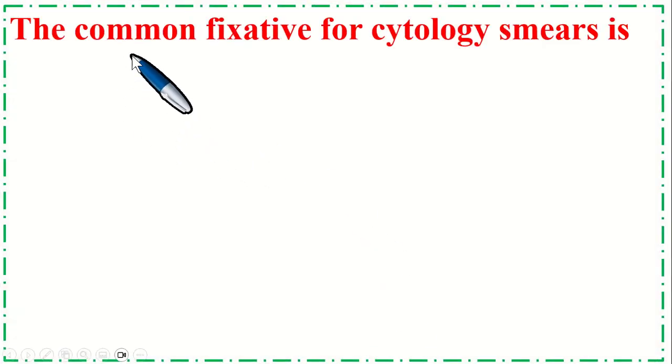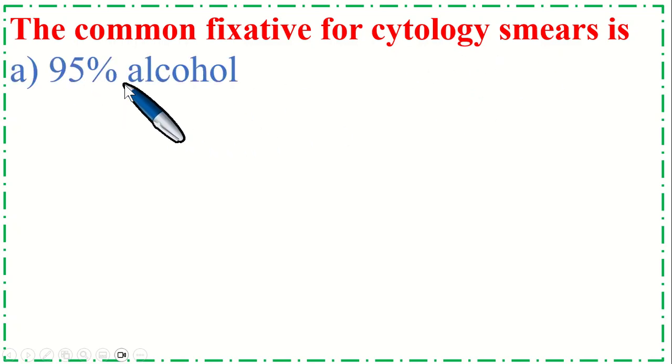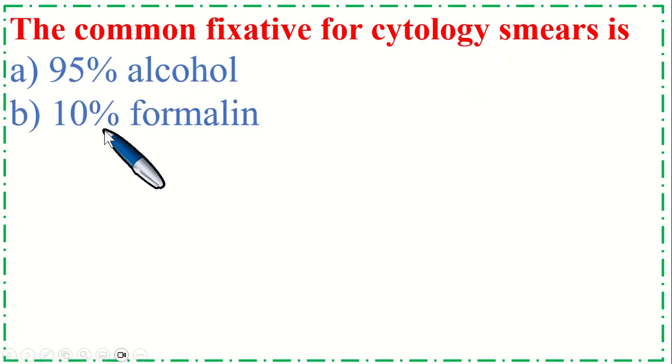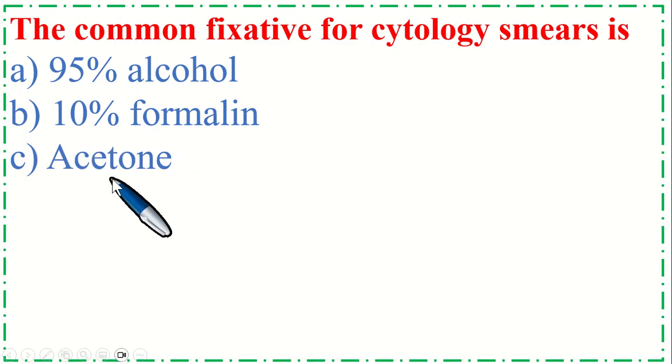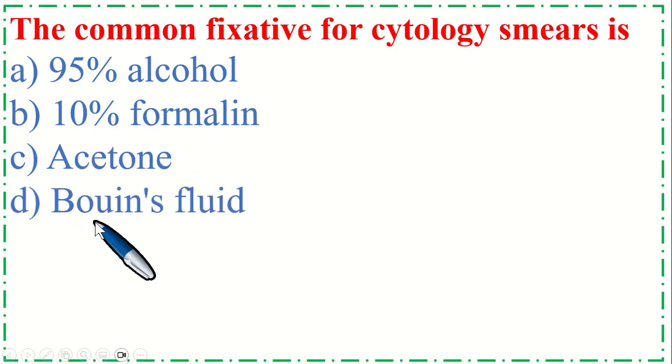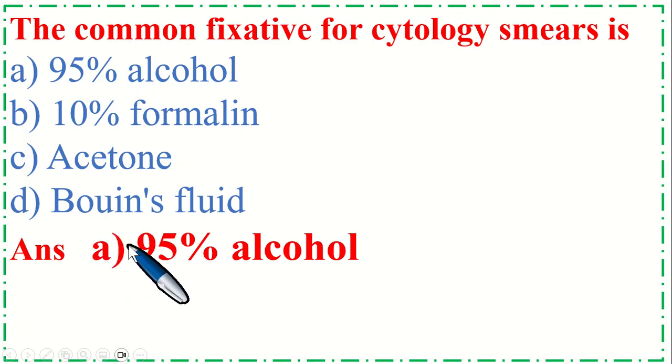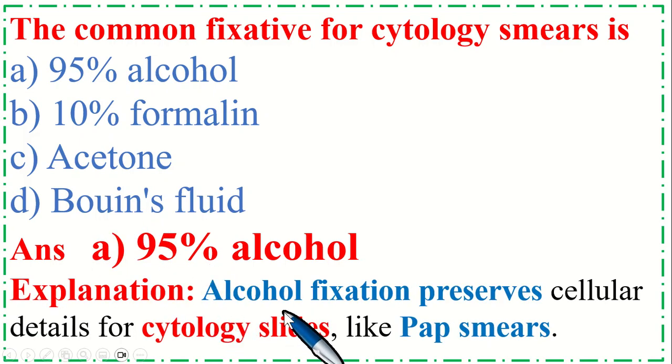The most common fixative for cytology smear is option A 95% alcohol, B 10% formalin, C acetone, option D Bowen's fluid. So the correct option is A 95% alcohol. Alcohol fixation preserves cellular details for cytology slides like pap smear.